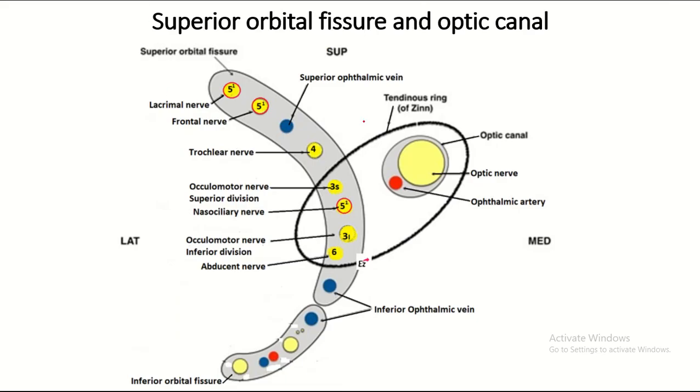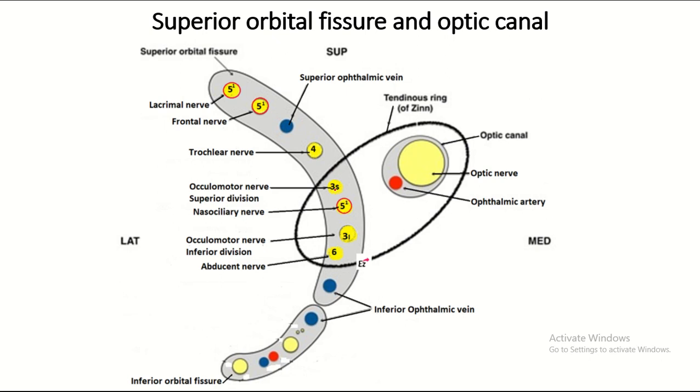The superior orbital fissure transmits the following structures. The lacrimal nerve and frontal nerve, both branches of the ophthalmic nerve. Then the trochlear nerve, which is a motor nerve. Then the oculomotor nerve, also a motor nerve. And again, one of the branches of the ophthalmic nerve, the nasociliary nerve. So lacrimal, frontal and nasociliary nerves are branches of the ophthalmic nerve. They are sensory nerves.